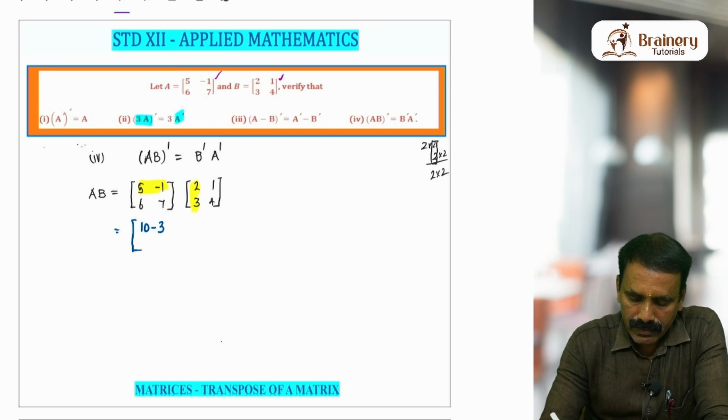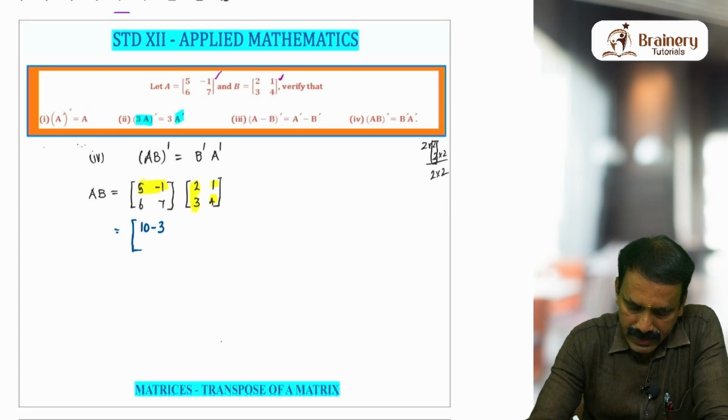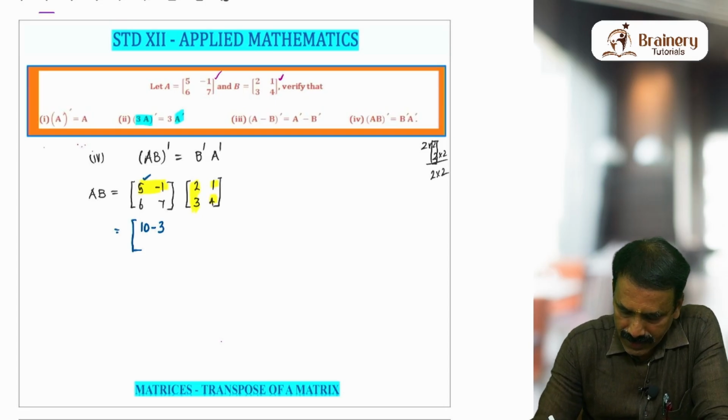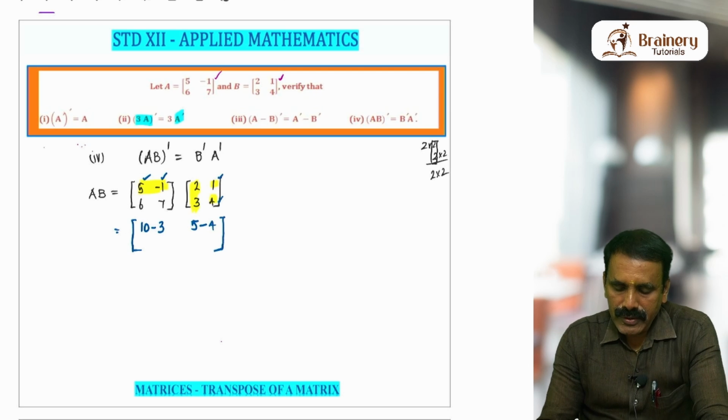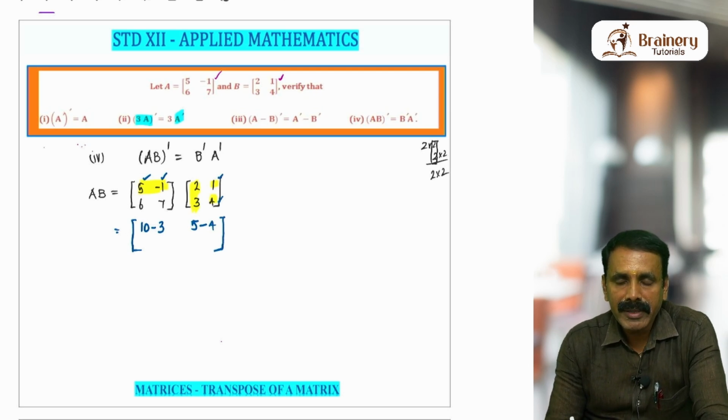Now I move on to the first row multiplying with the second column. First row multiplied with the second column. So 5 multiplied with 1. So 5 ones are 5. Second element multiplied with the second element. Minus 1 is multiplied with the 4. So it is going to be minus 4. Then, so the first row is multiplied with the available columns. We are having only 2 columns in the second matrix. So we multiplied with the first column as well as the second column, over.